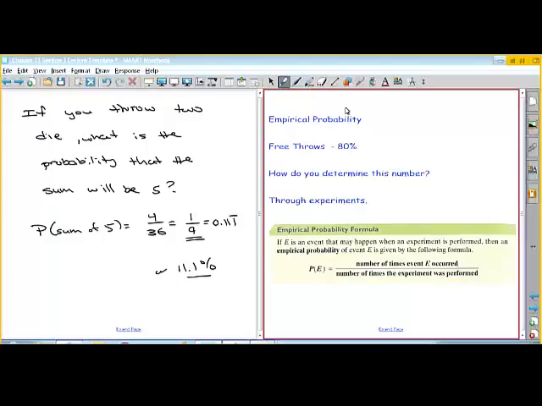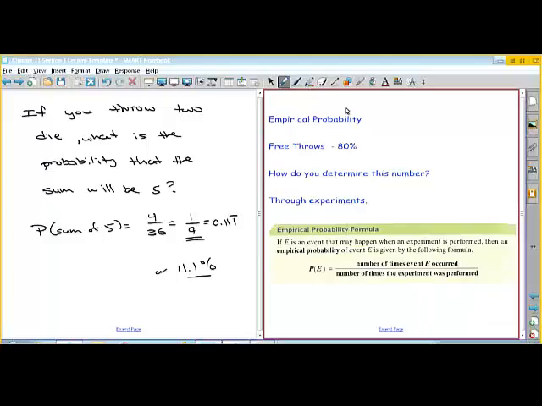And what we're talking about is you either make or you miss a free throw. So again, it's a binomial situation. It's one or the other. The favorable outcome in this case would be making the free throw, and the unfavorable event would be missing the free throw. But it's through experiments.